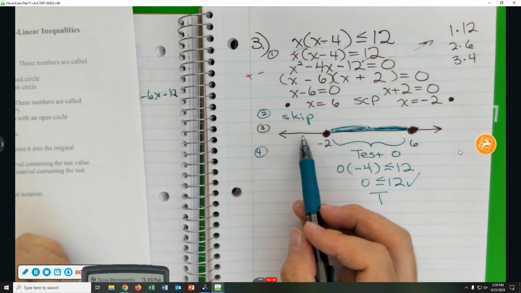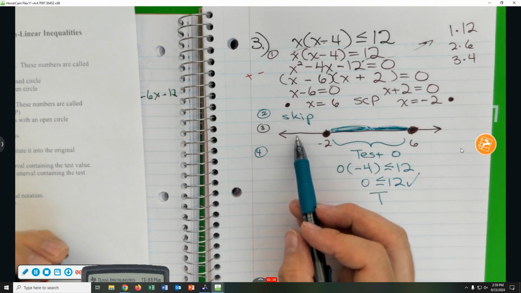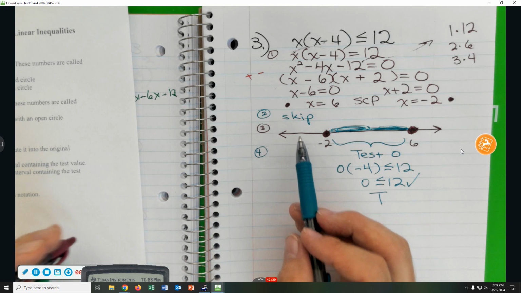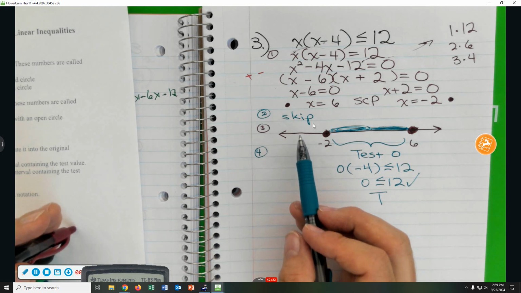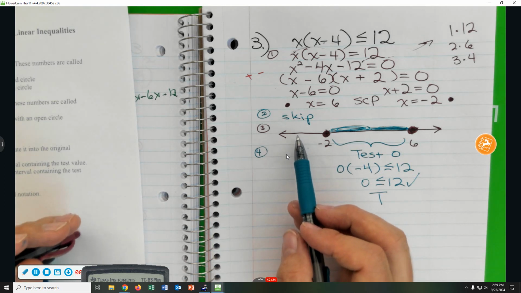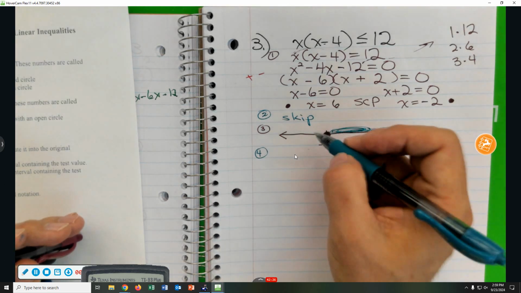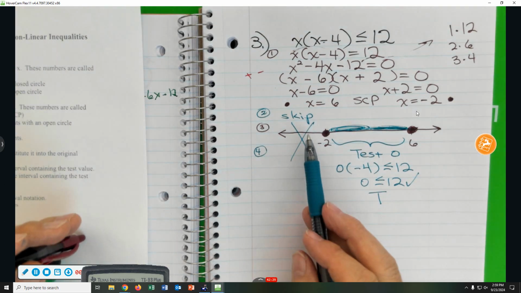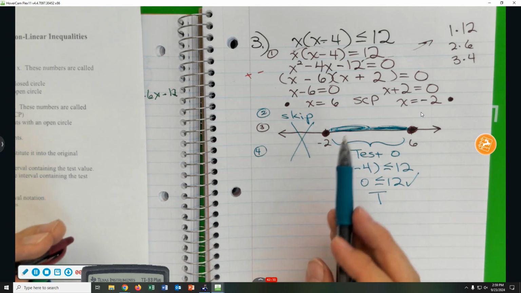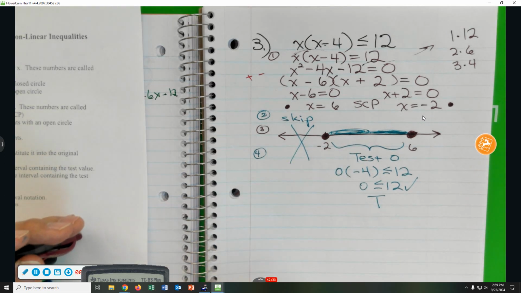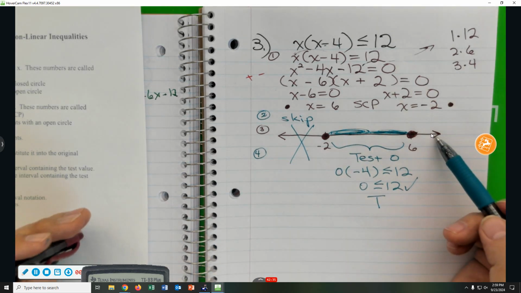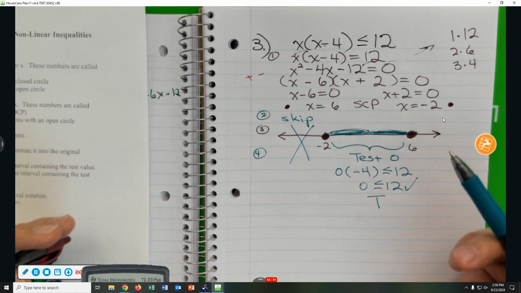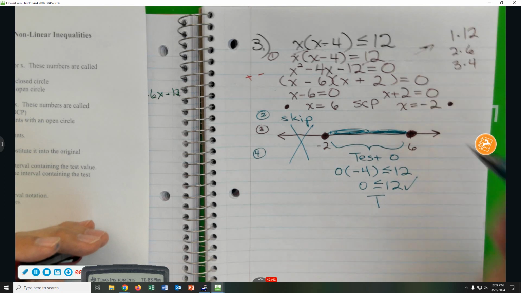So let's say we tested negative 3 or negative 10. What would happen over here to the left of negative 2? Shade or cross out? We're going to cross out. If we tested negative 3 or negative 4 or negative 50, they'd all be false. What about to the right of 6? Suppose we tested 7, 8, or 50 million. True or false? False as well.